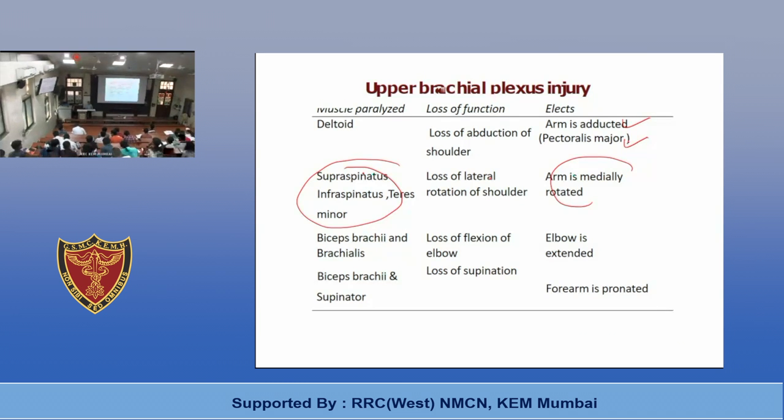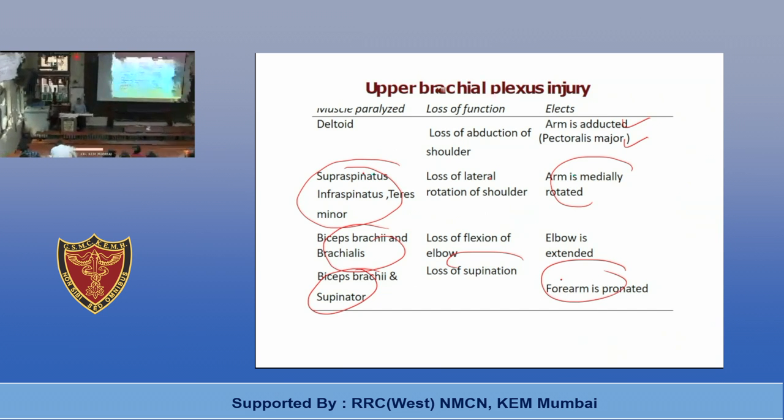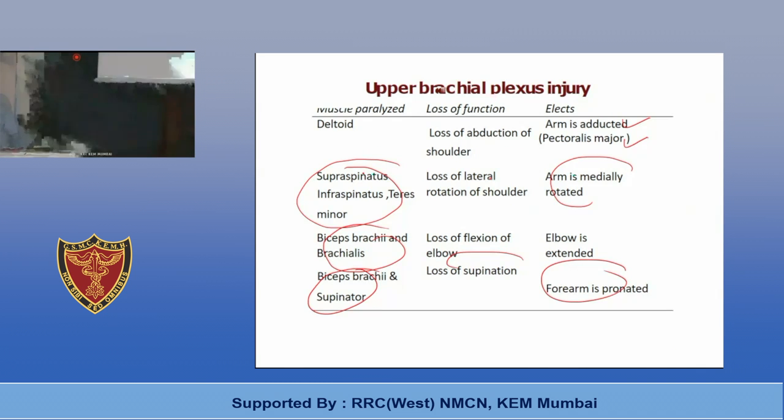So again, the arm is medially rotated, the unopposed action of the pectoralis major. Same, biceps and brachialis and supinator are paralyzed. The unopposed action by the triceps causes the extension. And with loss of supination, the forearm is pronated. So these are the policeman's tip hand.